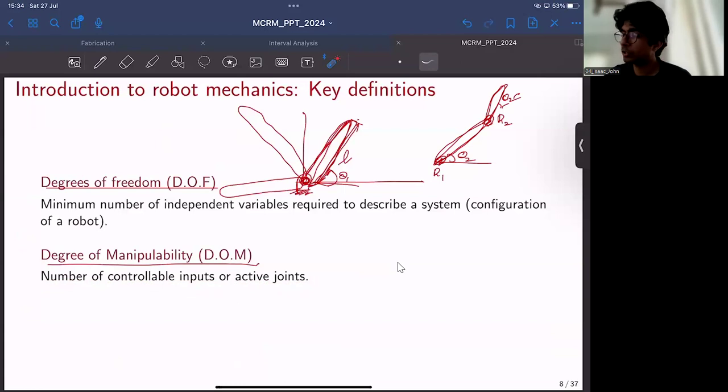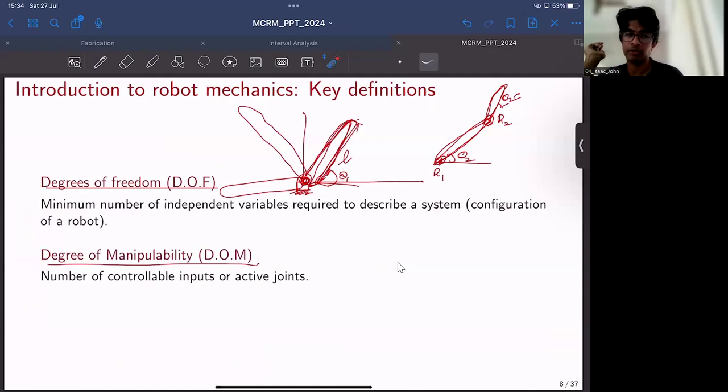So the number of controllable inputs for a 2R robot is 2, because you would have a motor here and a motor here. And in the case of a single link manipulator, the degree of manipulability would be 1, because you only need a single motor, or you only need to control a single input to fully define the configuration of the input. Right?